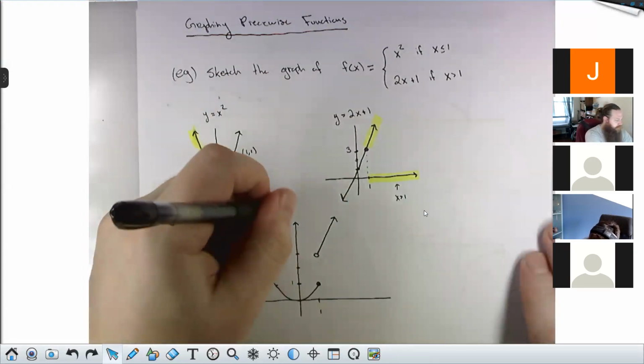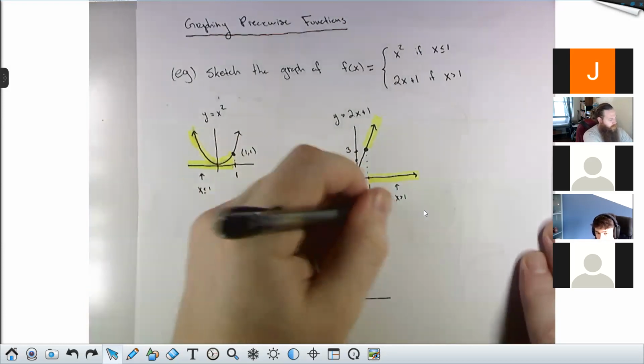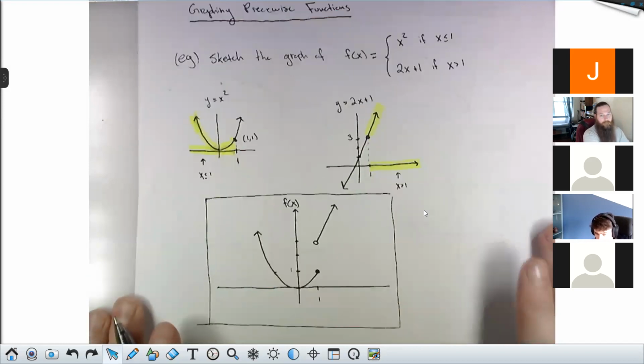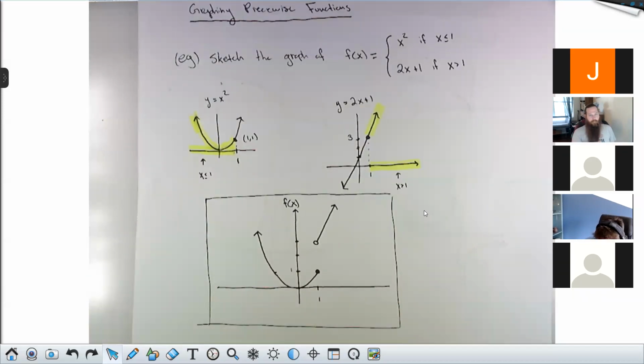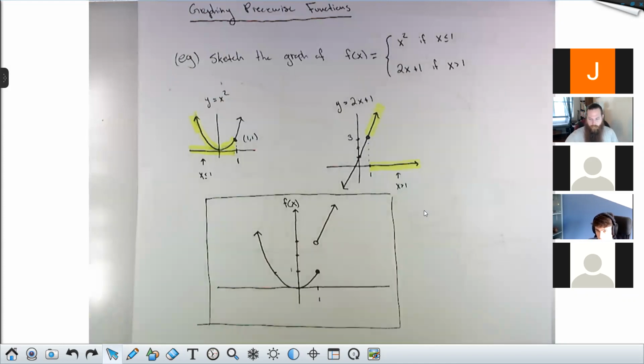So the graph we have down here is the graph of f of x. This is my answer. That's how you graph a piecewise function. Graph each of the pieces, then throw away the parts you don't need, glue the parts you do need together according to the rules specified here. Any questions on this example?